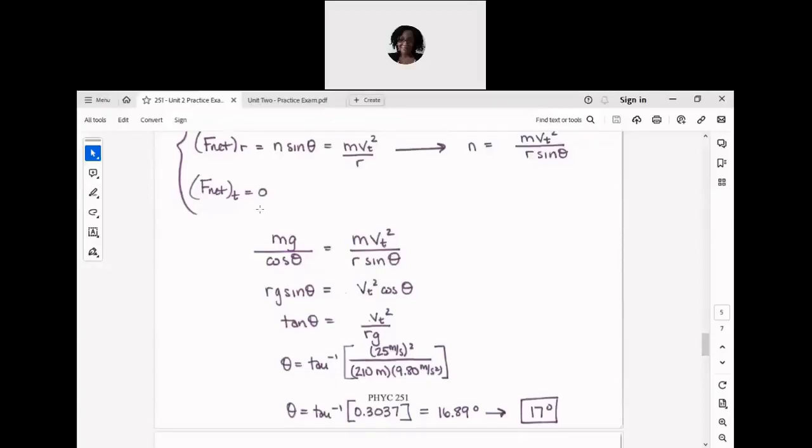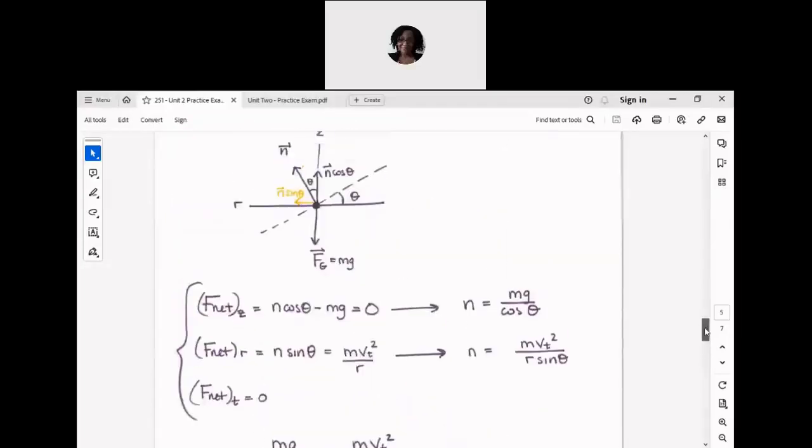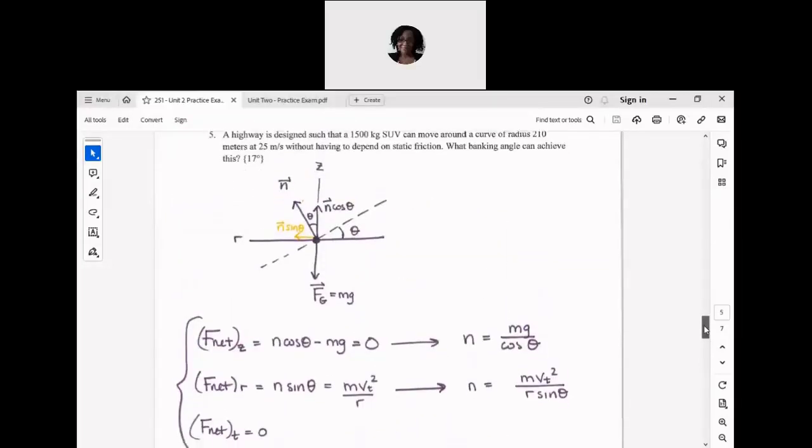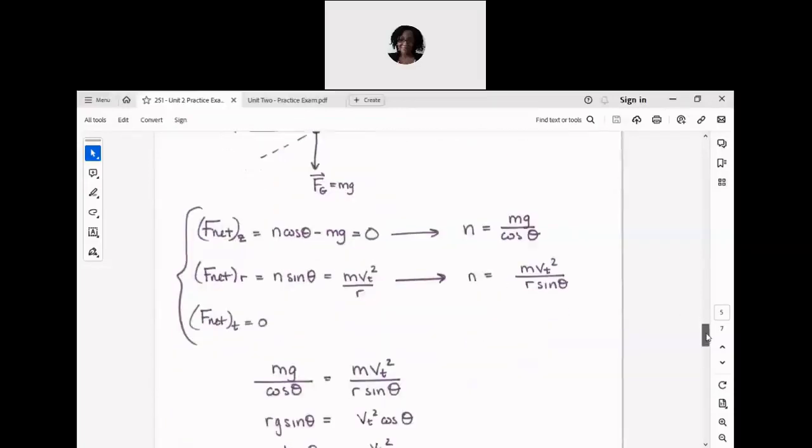A note about the tangential force, I have it written out here in the F net section, but the direction of the tangential axis would be oriented right into the plane of the screen. So the car moving at 25 meters per second doesn't have an acceleration along that axis, so the net force along that axis is also equal to 0.